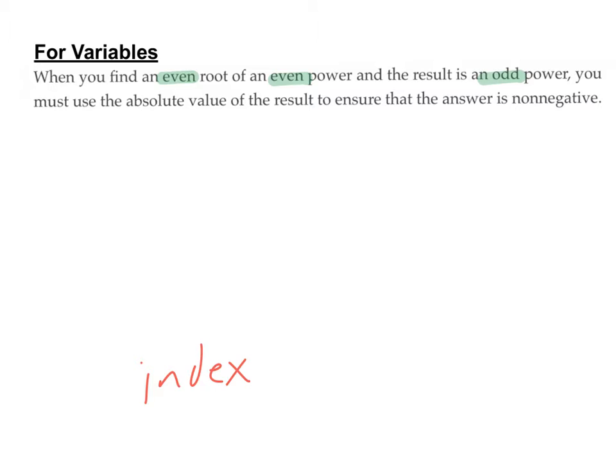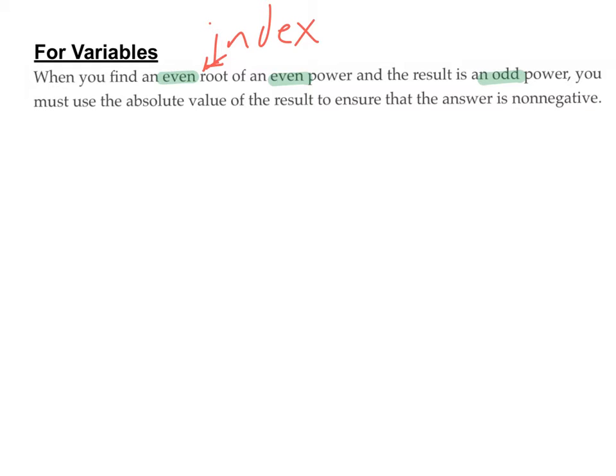Okay, another word for root is index. So if you want to write that as an index instead of root, that's okay. So the little number, the index, is even, and the variable power underneath the radical is even, and your answer gives you an odd power. You have to put an absolute value around it. Okay, and I'll explain why when we go through an example. We're going to go through a couple examples and I'll explain why we have to do that.